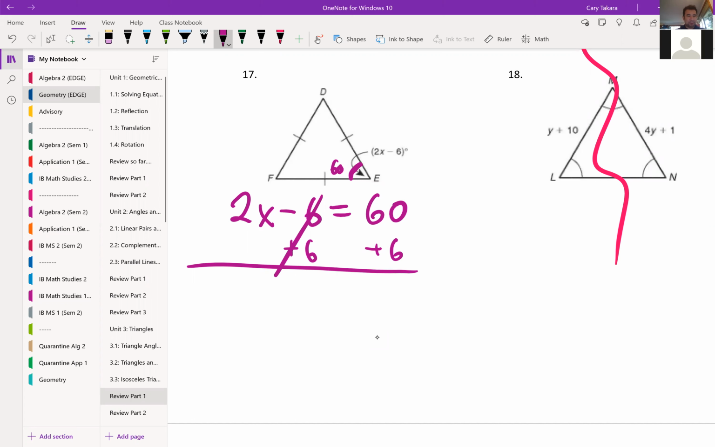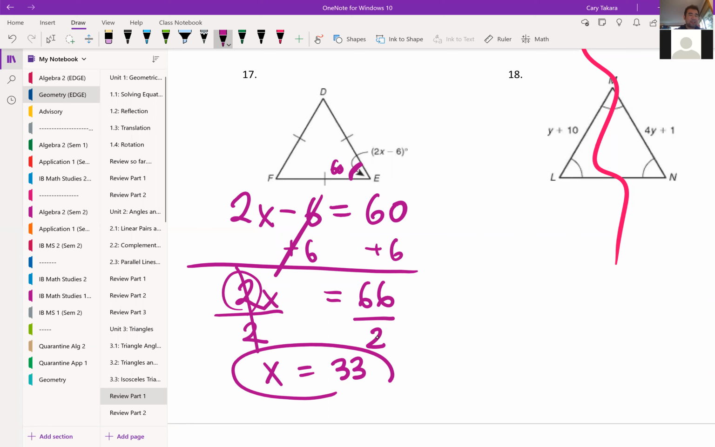If you haven't done this problem yet, it will be 2x equals, what do you have? 66. And then what do you do next? What do you do to get rid of this 2? Divide by 2. So x equals 33.